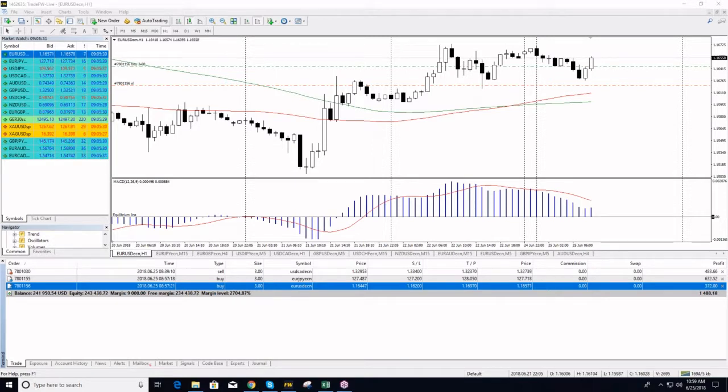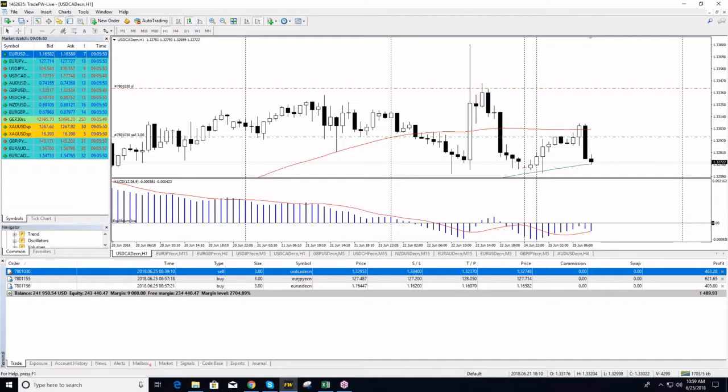Currently, as I have posted in the chat room, we have 3 positions on Forex. We are short USD CAD at 1.3295. Our stop loss is 1.3340, and our TP is at 1.3237. Let us have a look at that.